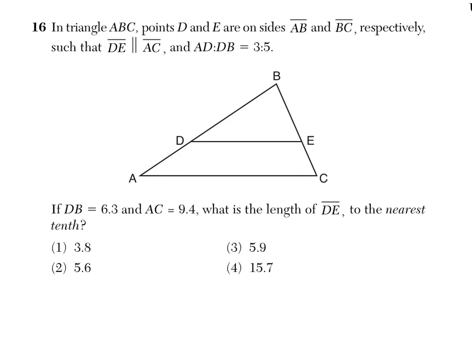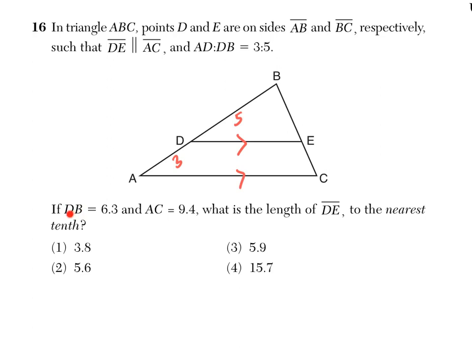Question 16. In triangle ABC, points D and E are on sides AB and BC respectively, such that DE is parallel to AC. So I'm going to indicate that right now. And it says that AD to DB has a 3:5 ratio.